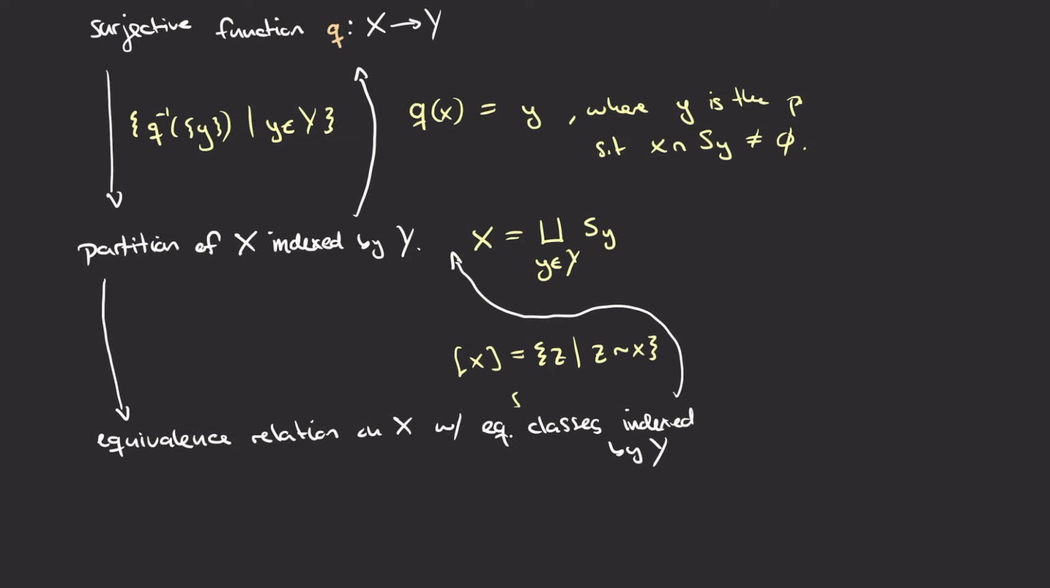So instead of just defining a surjective function, you could also start with some partition of some space X in order to get a surjective function from X to some set. Or alternatively, you could start with an equivalence relation on X, and via this correspondence, this will again give you some surjective function from the space X to some set. So let's see how we can exploit this correspondence in the following examples.